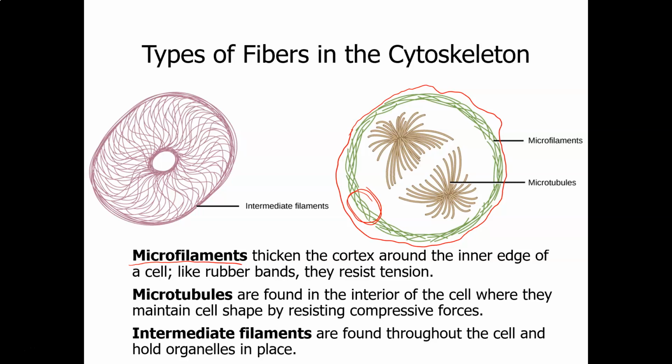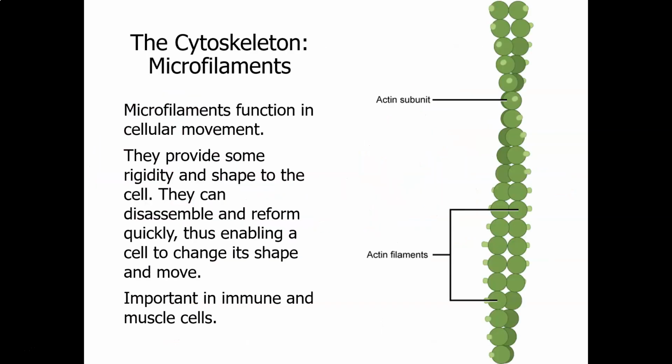The microtubules are the largest protein fibers. They are found in the interior. They help maintain the cell shape, and they also are used to form spindle fibers when the cell is dividing. They are the thickest of the protein fibers. And then intermediate filaments are found throughout the cell, and they hold the organelles in place. A little bit more about the microfilaments. A microfilament called actin is found in muscle cells, and it helps muscles to contract.